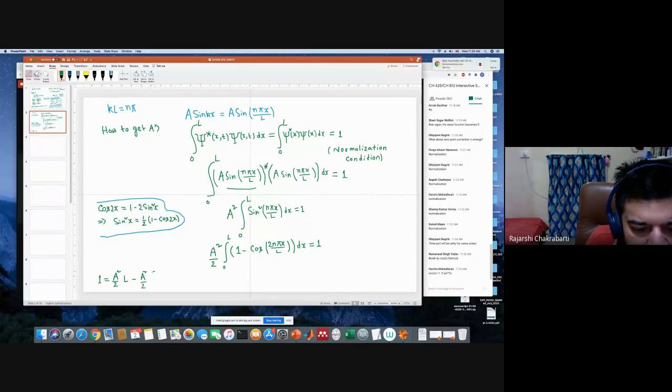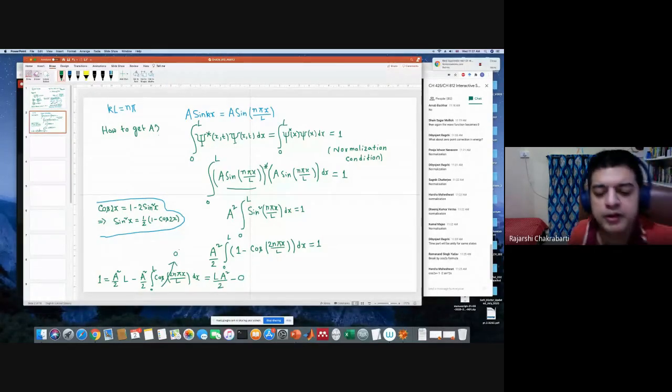And then I have a square by 2 and then an integral of 0 to L of cos 2n pi x by L. And this is going to be what? Going to be L times a square by 2 and then minus 0, because this integral is 0. How many of you know that this integral is 0? How many of you know? Write it down.